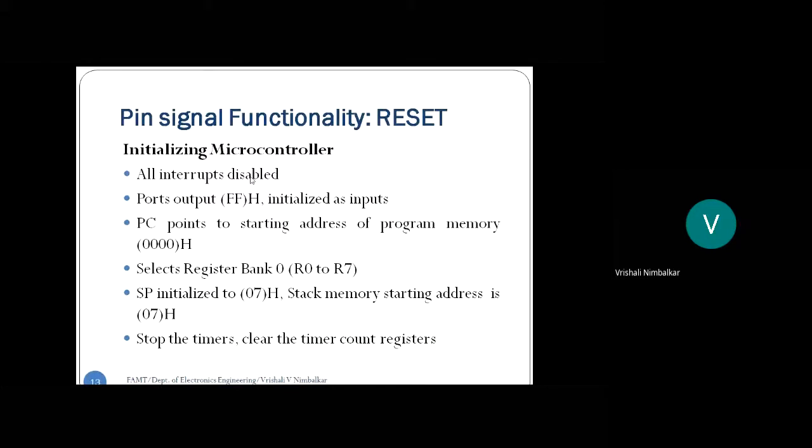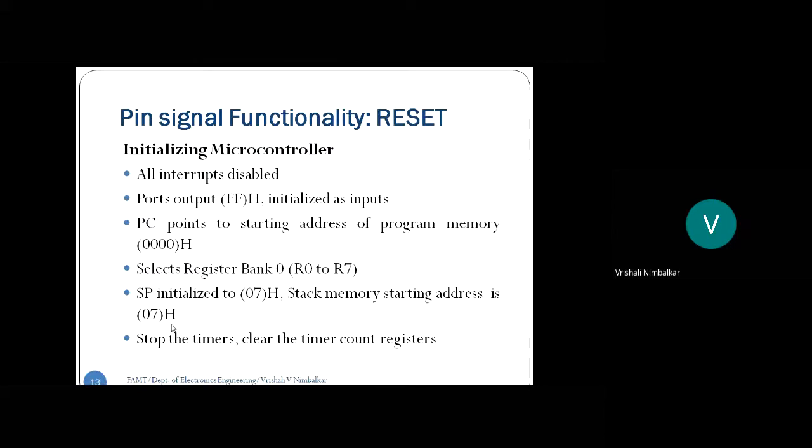Interrupts are disabled, logic 1 appears on all the ports, they are IO ports initialized as inputs, program counter is cleared, bank 0 gets selected, stack pointer loads with 7 hex, timer counter stops, and the count registers are cleared. This is called initializing microcontroller. When does it happen? When we reset microcontroller.